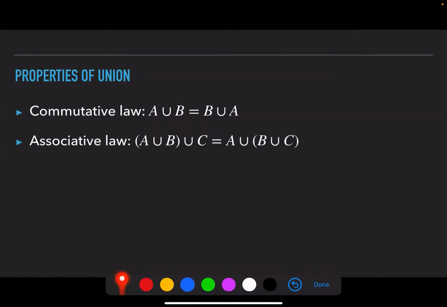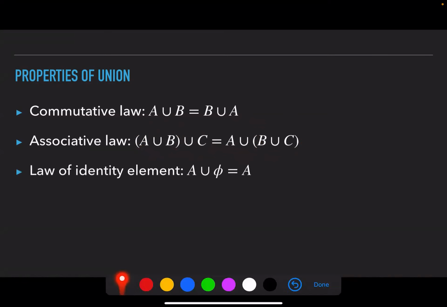And associative is when you have 3 sets. You first do A union B, and whatever set you get, you do union with a third set. Or what you can do is first get the union of B and C and then take the union with A. You will get the same thing. So this is your associative law.